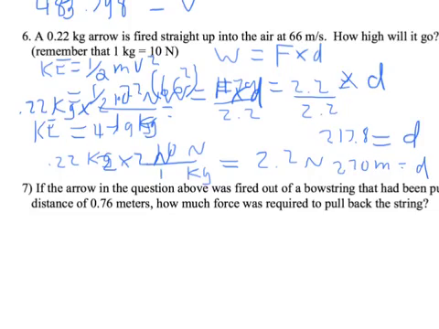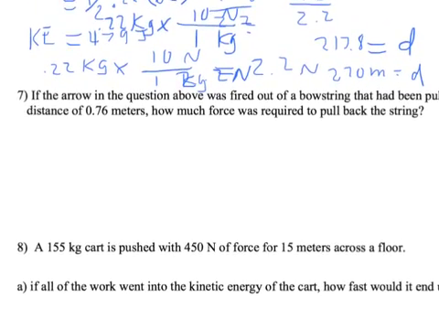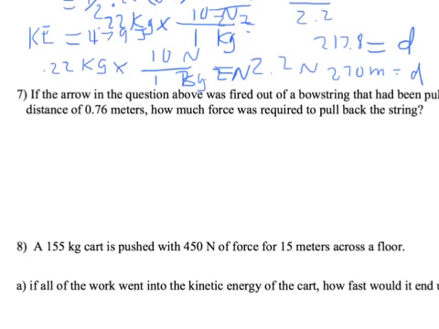Now for number 7, let's see what we're trying to find. In this case, the question is how much force was required to pull the string. So we're going to be using the work equation. Work equals force times distance. Now, I know the distance. It's right here. So I can say that the force is what I'm looking for. And I know the distance is 0.76 meters.